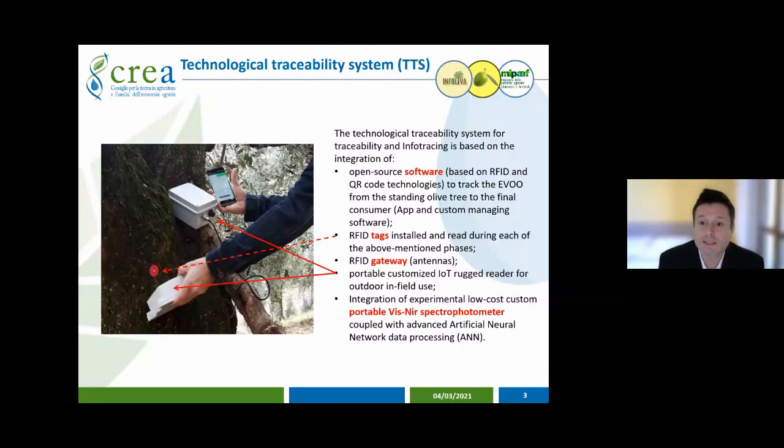We call it TTS, which includes a series of parts. So basically, this can be named as software, mainly open source, that we've been coding ourselves with the help of colleagues of ours, who supported us, and RFID tags, and a gateway, obviously, to read the tags' presence and the information included, and afterward we developed an additional activity which regards the portable Vis-NIR spectrometer that Corrado has been naming before.